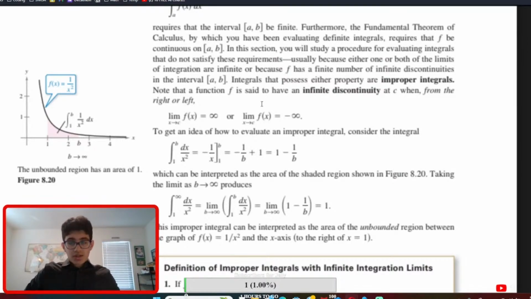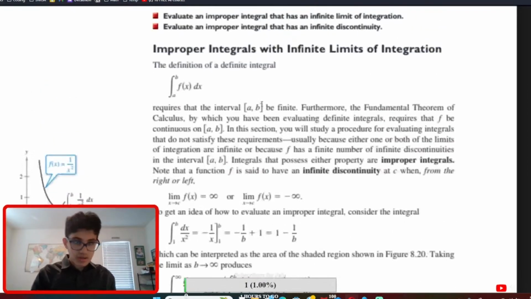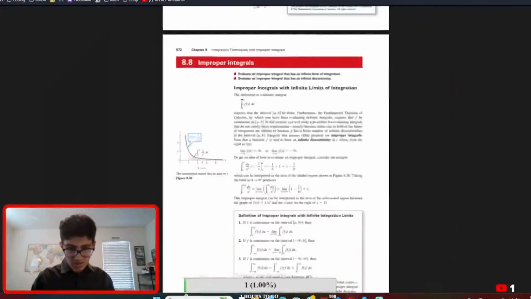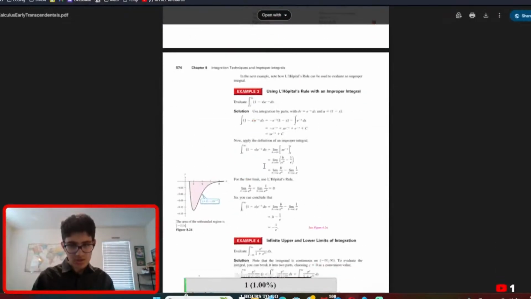In this section, you'll study a procedure for evaluating integrals that do not satisfy these things. Okay, so it's basically written up here. The definition: a and b should be finite. If it's not true, then it's improper. Or if it's not continuous over the interval a to b, then it's improper. So that's a definition thing because there are a few questions on that normally.